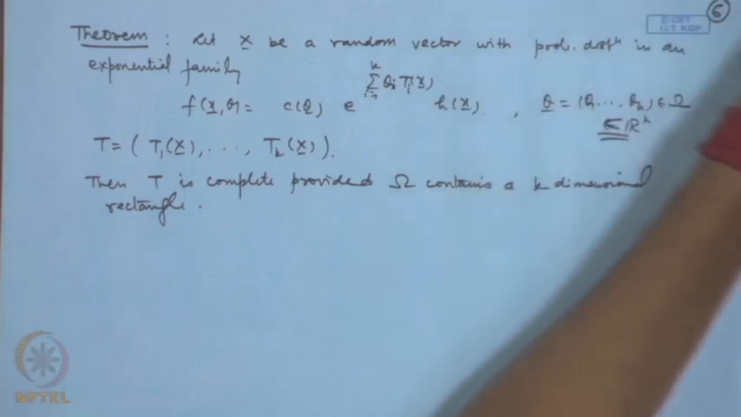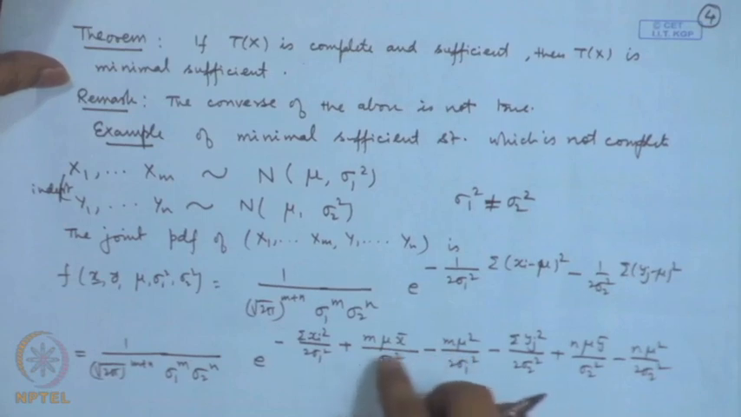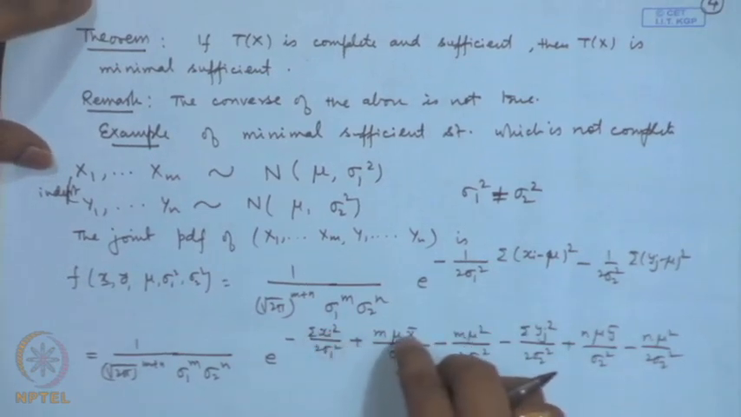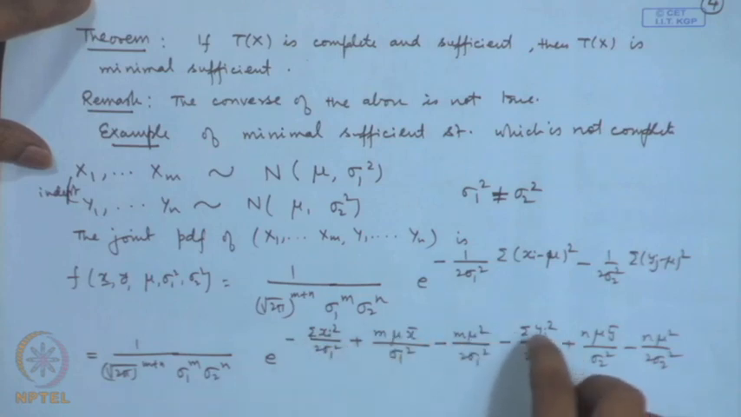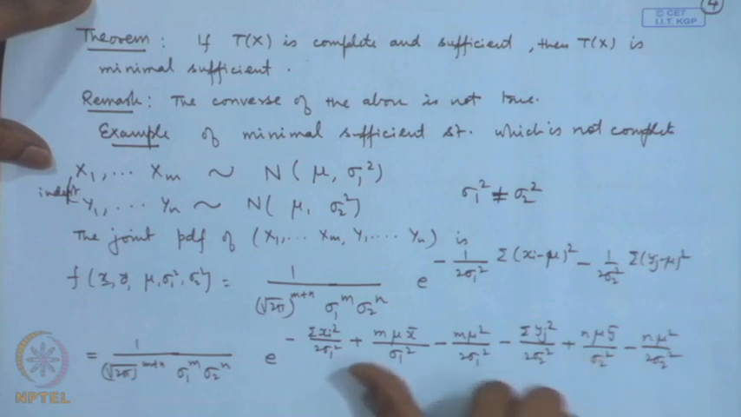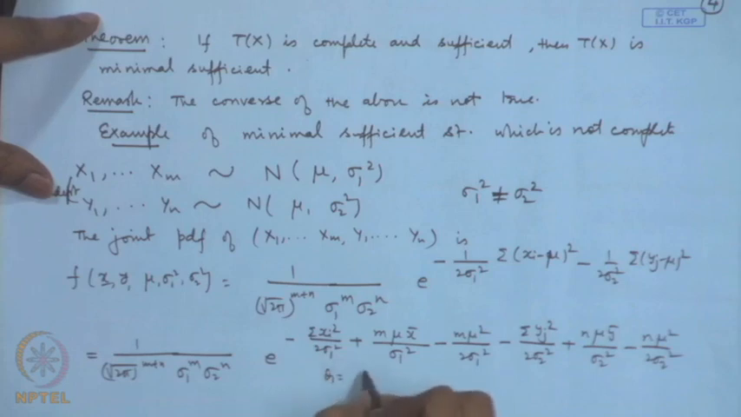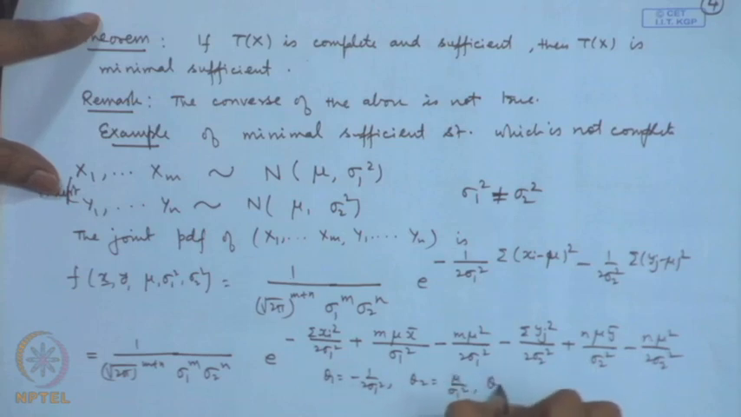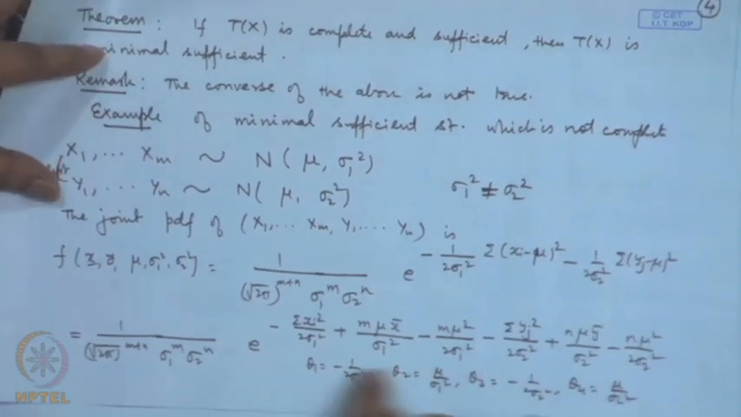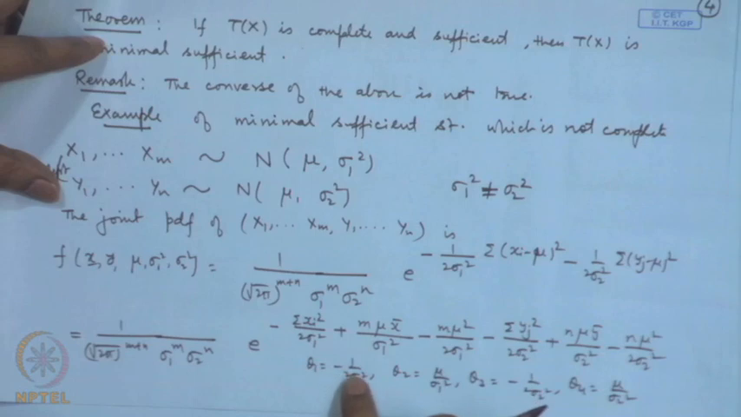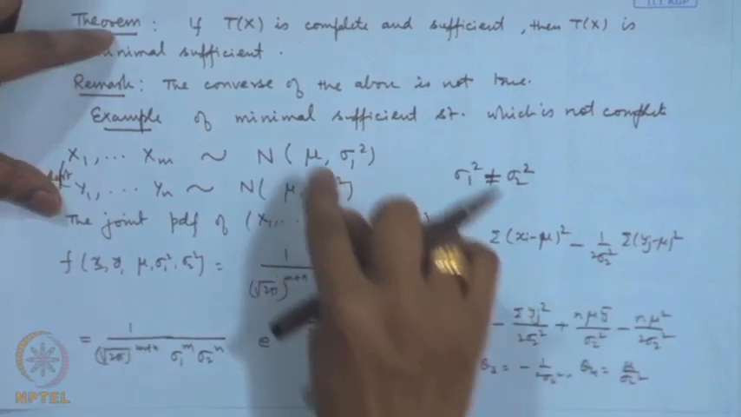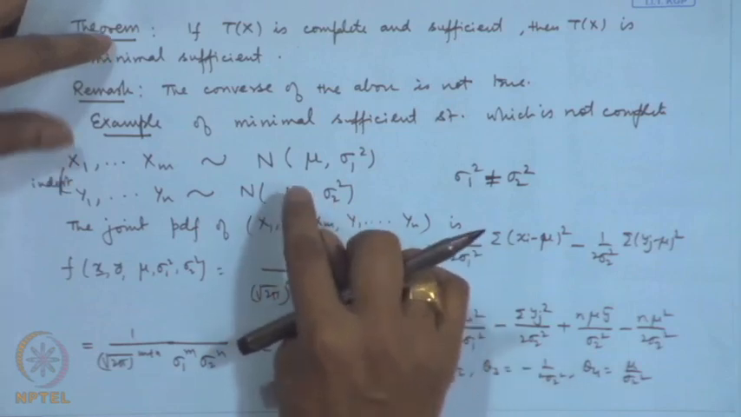If you look at the previous example here, this is actually a 3 parameter distribution here. Here what we are getting is 1 by 2 sigma1 square, or you can say 1 by sigma1 square, mu by sigma1 square, then 1 by sigma2 square and mu by sigma2 square. However, they are not independent. Actually, the parameter is four dimensional. If we write theta1 equal to say minus 1 by 2 sigma1 square, theta2 equal to mu by sigma1 square, theta3 equal to say minus 1 by 2 sigma2 square, and theta4 equal to say mu by sigma2 square, then this is a four dimensional parameter, but there is dependency upon that. For example, given theta1, theta2 and theta3, we can determine theta4. So, the parameter space does not contain a four dimensional rectangle, and that is why we could actually show that T was not complete here.